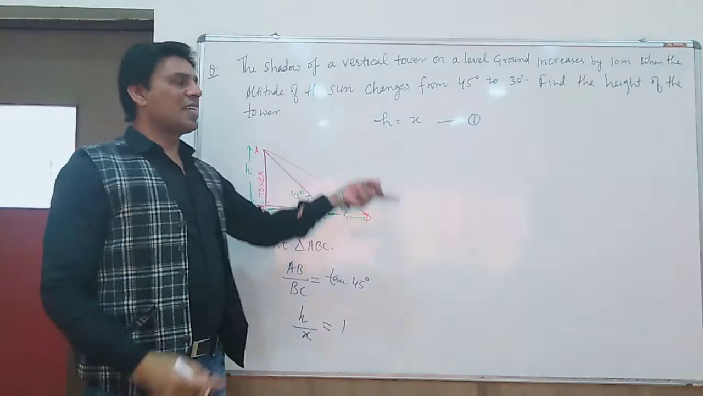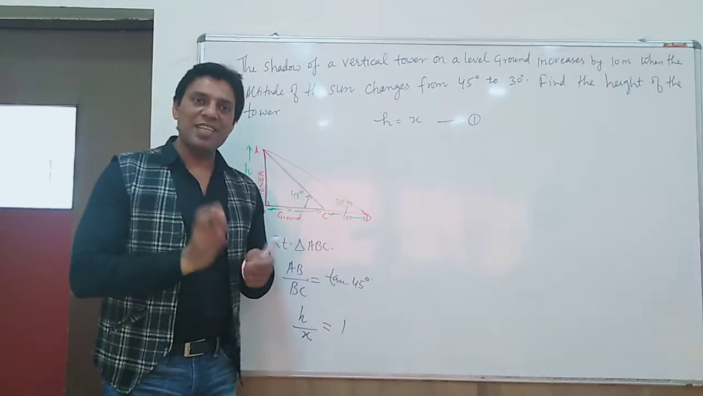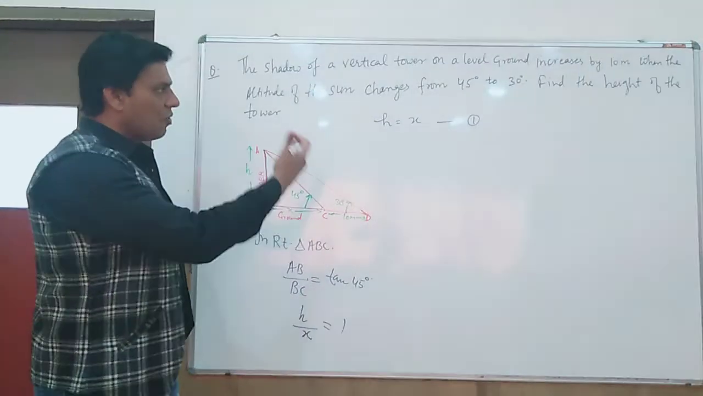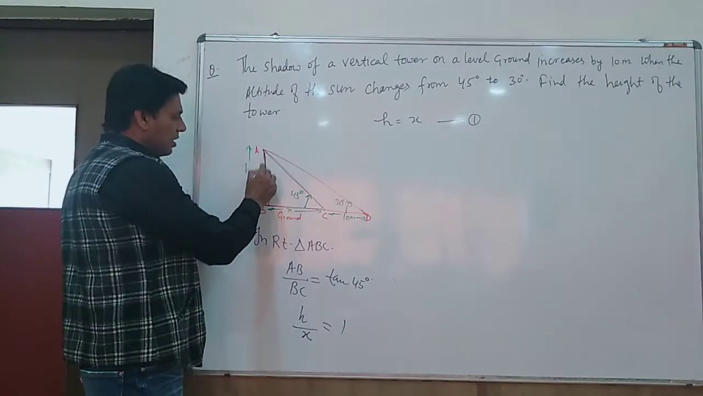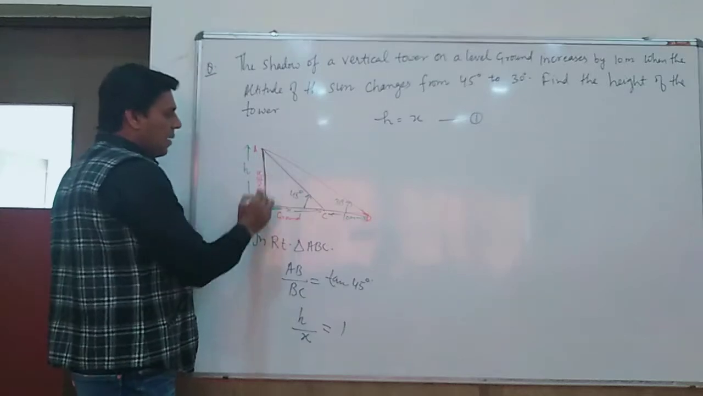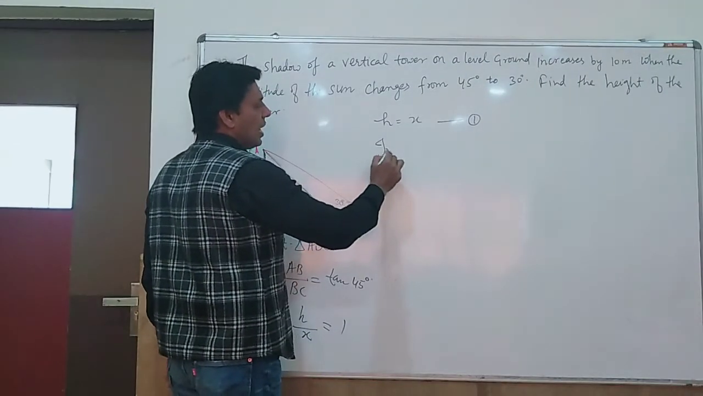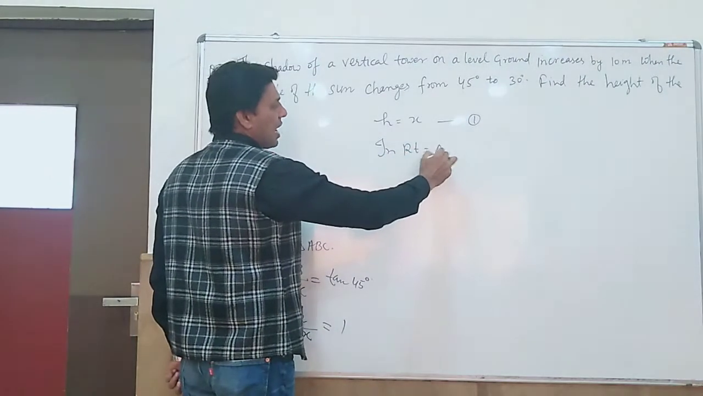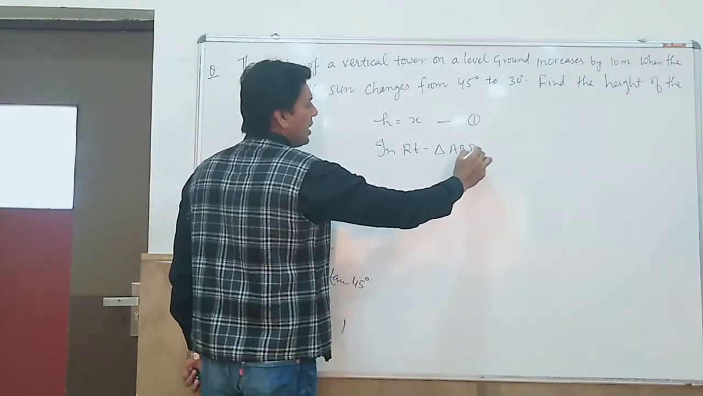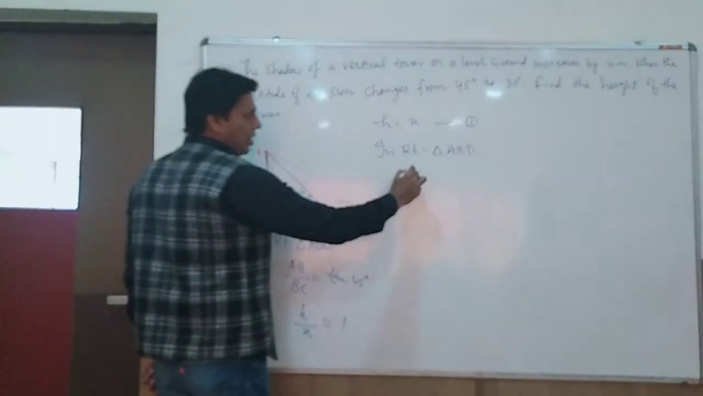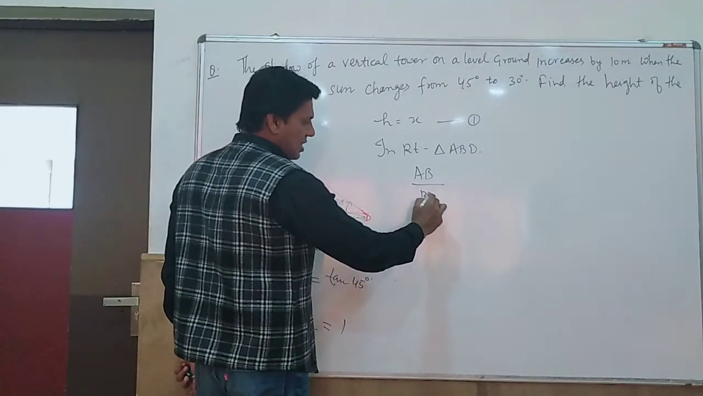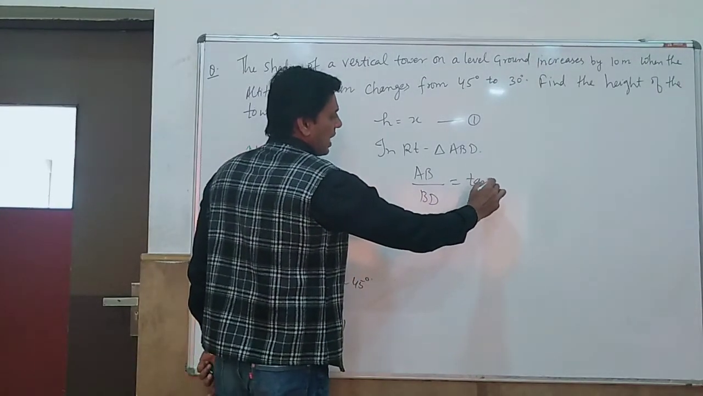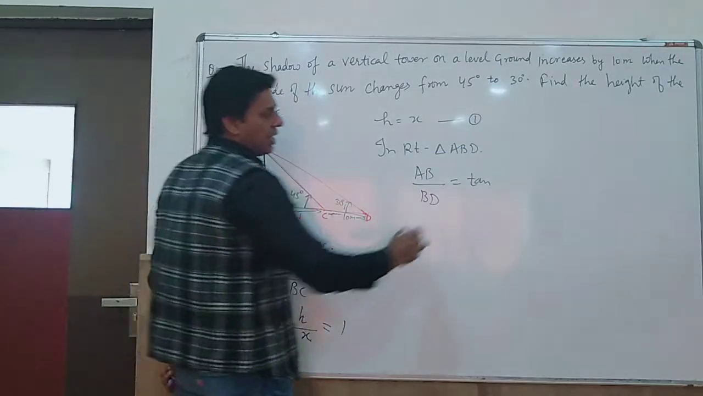Okay, so we don't know what h and x are, but we know that these two are equal. So we have assumed this equation as 1. Now we will take the full triangle ABD. So in right triangle ABD, the perpendicular is AB, BD is the base, and the angle is 30 degrees.